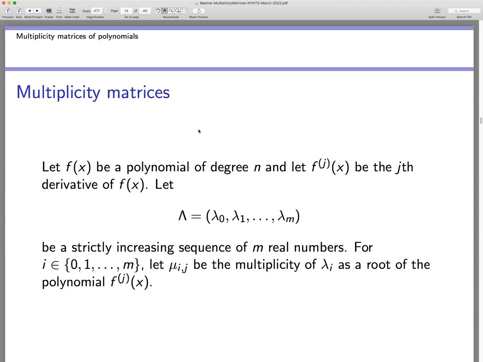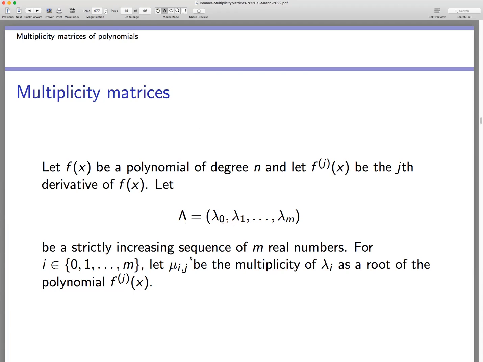So I take a polynomial f of x of degree n, and f_j of x is the jth derivative. So j goes from 0 up to n, so you have n plus 1 different j's. I take a set lambda of real numbers, distinct, and it doesn't matter how I order them. So for simplicity, I just put them in strictly increasing order. So I have n plus 1 real numbers.